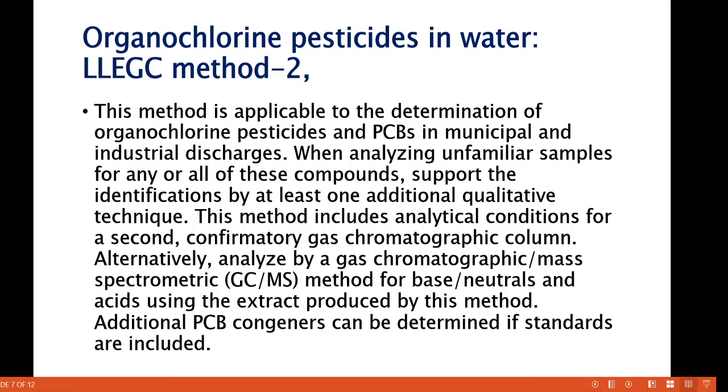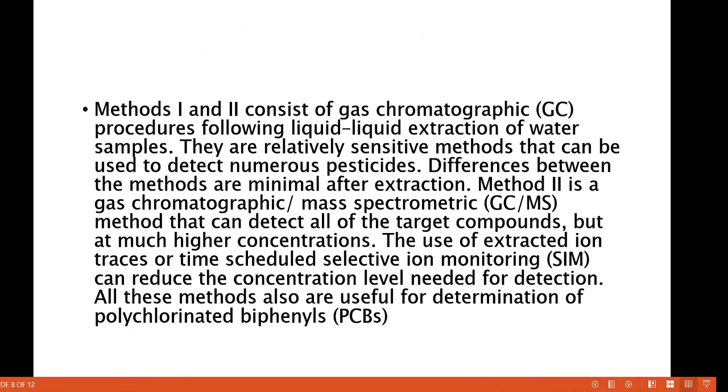Okay, when analyzing an unfamiliar sample for any or all of these compounds, support the identification by at least one additional quantitative technique. This method includes the analytical conditions for a second confirmatory gas chromatographic column, alternatively analyzed by a gas chromatographic or mass spectrometric method, for base, neutral and acid compounds, using the extract produced by this method. The additional PCBs can be determined if the standards are included.